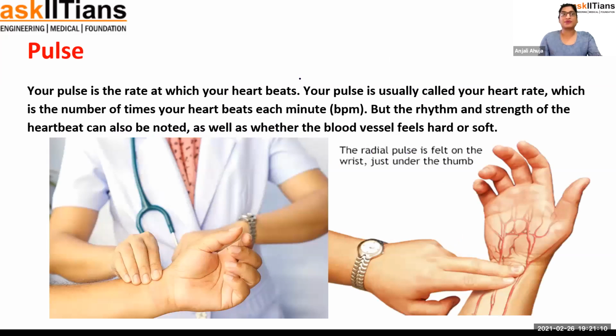So the next thing is pulse rate. Pulse is the rate at which your heart is beating, how many beats happen in a minute. Your pulse is usually called your heart rate, which is the number of times your heart beats per minute, but the rhythm and strength of the heartbeat can also be measured, whether the blood vessel is hard or soft. While you touch it, you see the beating of the veins, and then you will be able to see what the pulse rate is. So guys, the pulse rate is 72 on average.